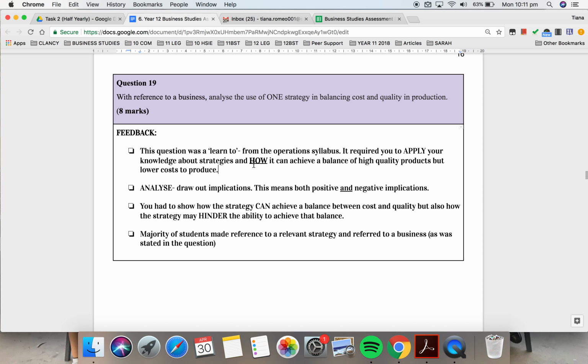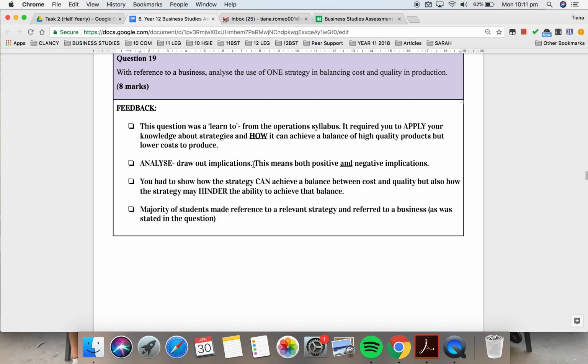The question required you to analyze, so you had to draw out implications, both positive and negative. It was 8 marks, so you had enough marks to do both. You had to show how the strategy can achieve a balance between cost and quality, but also how it might hinder the ability to achieve a balance between cost and quality. Majority of students made reference to a relevant strategy and referred to a business, as was stated in the question. Okay, it did say with reference to a business, and many students did do that.